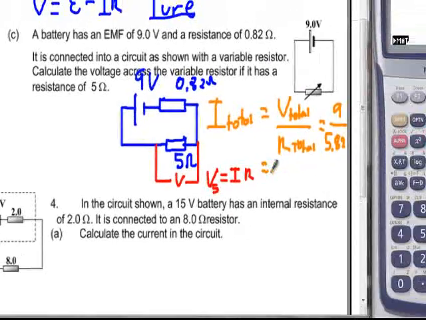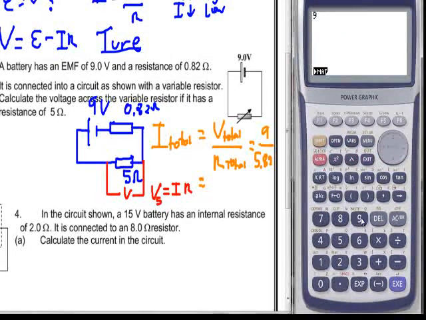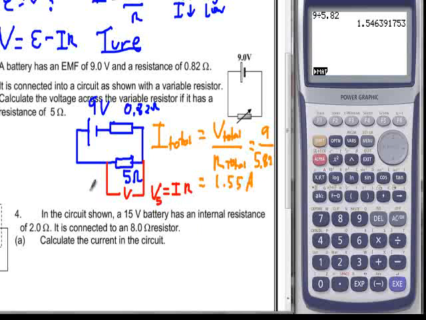Okay, so the total current, coming over to our calculator, is 9 divided by 5.82, which is 1.55 amps. Okay, so we can come back over here. The voltage is going to be 1.55 times the 5 ohm resistor, which equals 7.7.